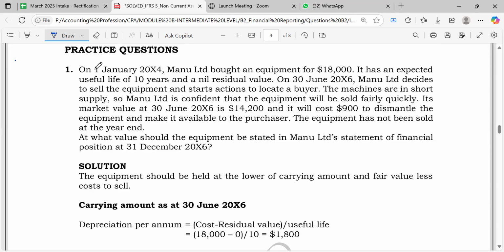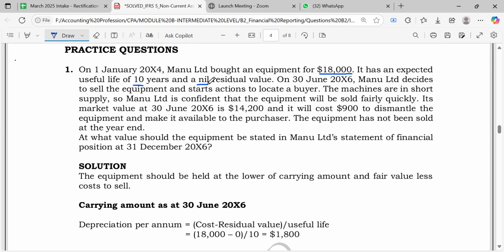We are told that on 1st January 20x4, Manu Limited bought an equipment for $18,000. It has an expected useful life of 10 years and a nil residual value. At June 26, which was like 2.5 years, right? Because from 20x4 to 20x6, two years, 6 months.